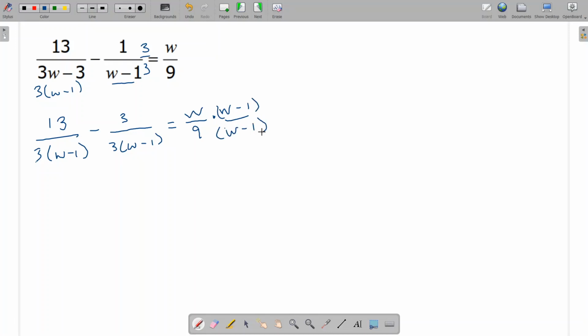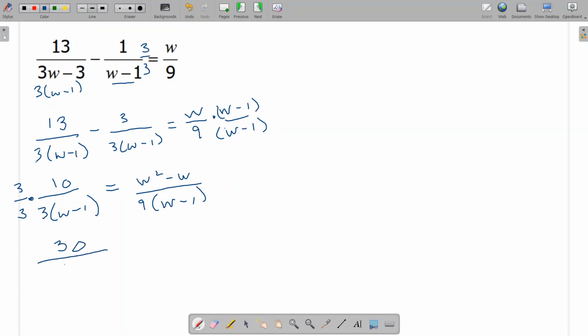So let's clean this up a little bit before we move on. On the left side now, I can combine these to make 10 over 3 times w minus 1. And the right side of my equation now is w squared minus w over 9 times w minus 1. So now to get that 9, we need to multiply this side by 3. So now we have 30 over 9 w minus 1 equal to w squared minus w over 9 times w minus 1.